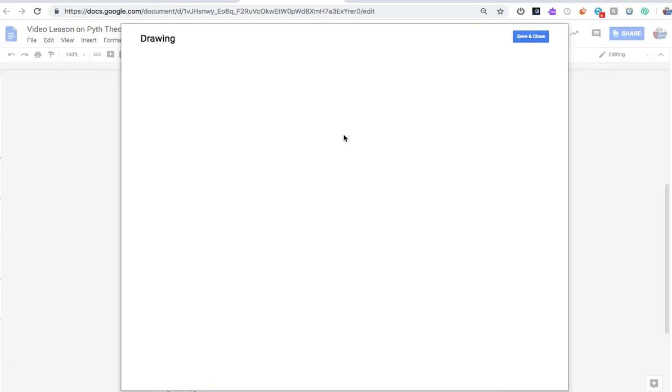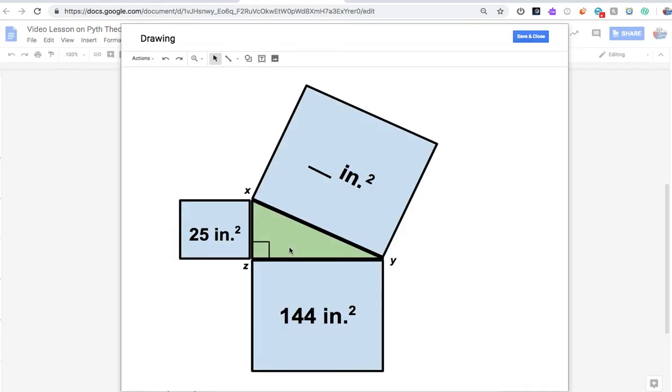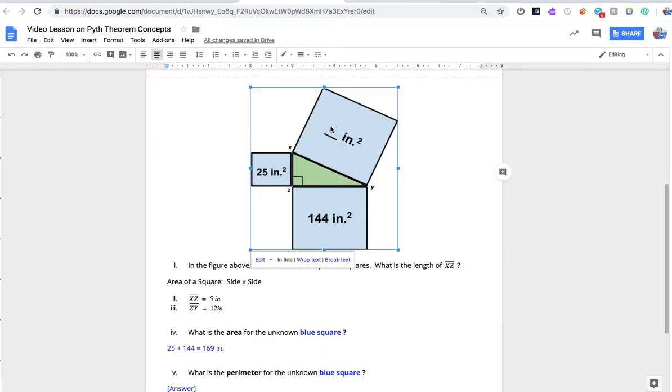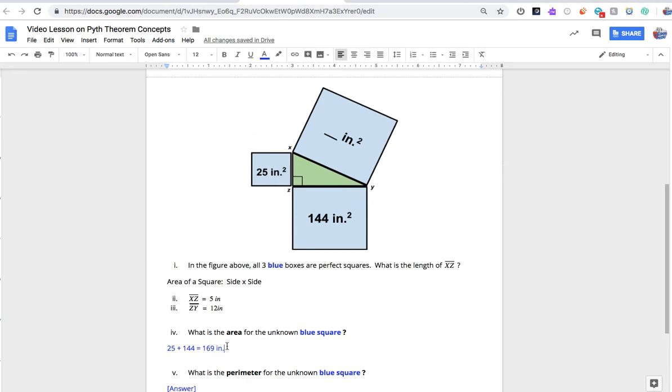Again, one more time, if a squared, this square, plus b squared has to equal c squared, then 25 plus 144, the area of these two squares, has to be equal to the area of this square. And if it has an area of 169 square inches, then the side length for XY must be equal to 13, because 13 times 13 is what gave us 169.